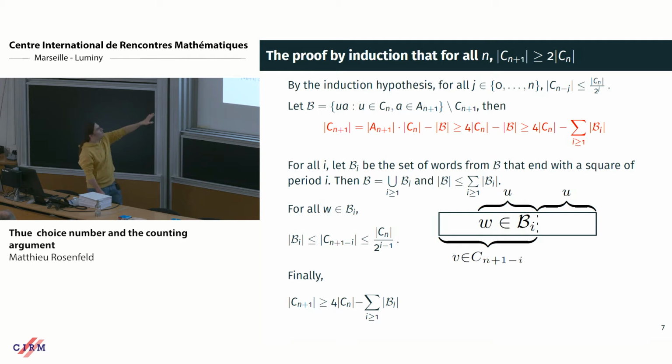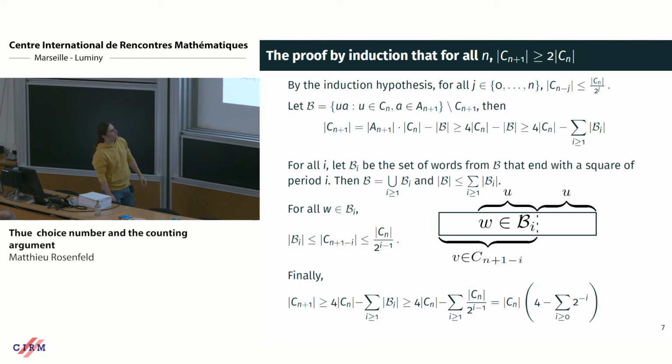So I've just copied the equation on the top. I will just replace the size of the BI by the upper bound that I have on the size of the BI. And I'm just going to factorize by Cn to make it slightly more convenient. And this is what I get. And this is actually the most advanced part of the proof. You need to know that the sum of the 2 to the minus I is 2. And then you get that the size of Cn plus 1 is at least twice the size of Cn. And that's it, that's the proof.